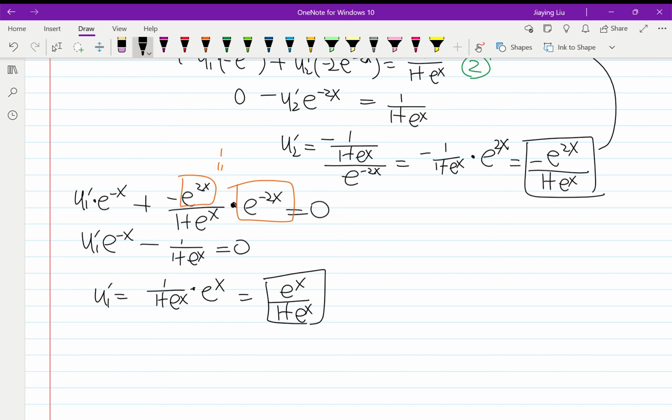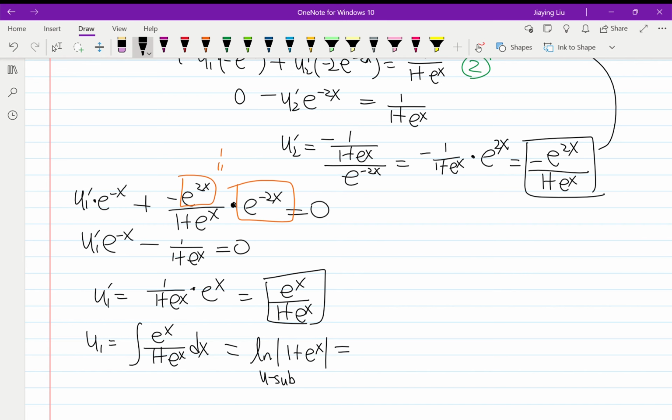But don't forget, we have to integrate, right? We don't need the derivatives of u1, u2. We have to know u1, u2. So let's integrate. So u1 equals the integral of e to the x over 1 plus e to the x dx. You probably know which technique to use to integrate this: u substitution. I'm going to let you work out the process on your own. I'm just going to give you the answer. It's going to be natural log absolute value 1 plus e to the x.